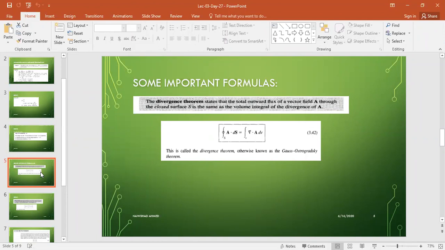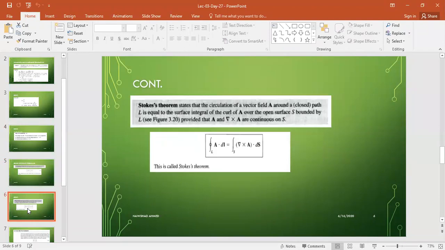First one is the divergence theorem, and second one is Stokes theorem. The divergence theorem states that the total outward flux, that means you have to remember the mathematical formula. We have applied this formula in several equations. The surface integral of A dot dS is equal to the volume integral of del dot A dv. We have applied this formula in many examples, so you have to remember it very carefully. Here A is any vector.